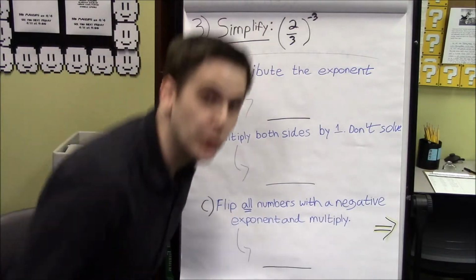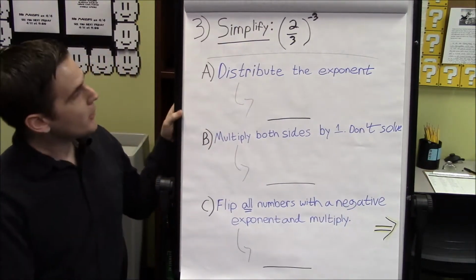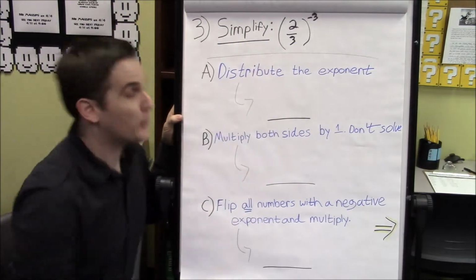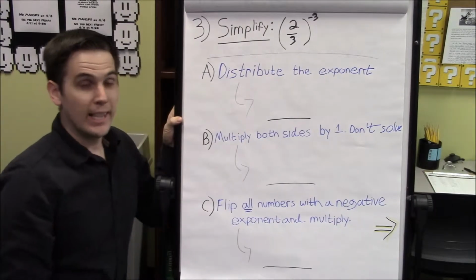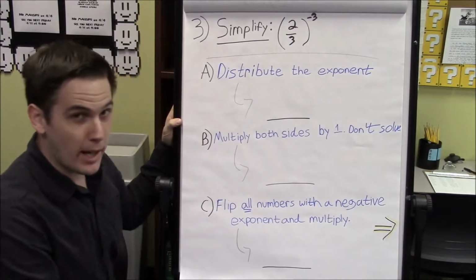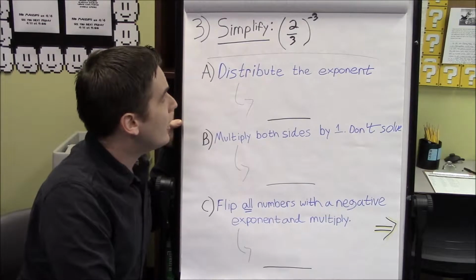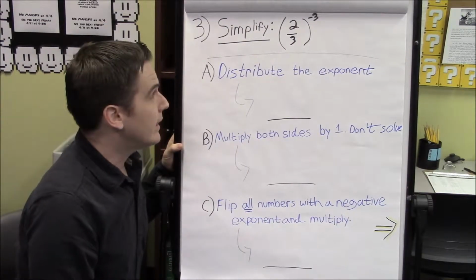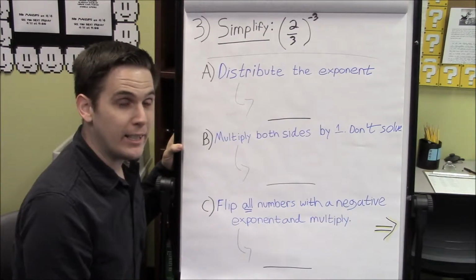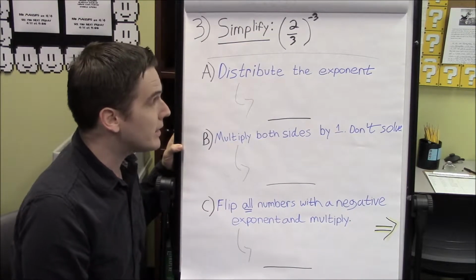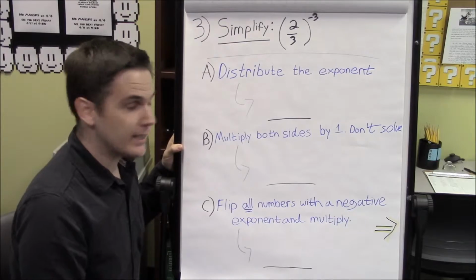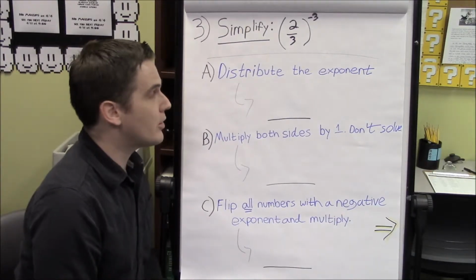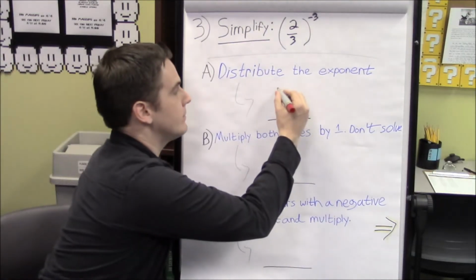Problem number 3 says to simplify a fraction with a negative exponent. This is very easy. We're going to actually practice this twice tonight. So first, we're going to distribute the exponent. A lot of people don't do that, and they do something else. I've seen a lot of other things that are really difficult. This is not. First step is distribute the exponent.